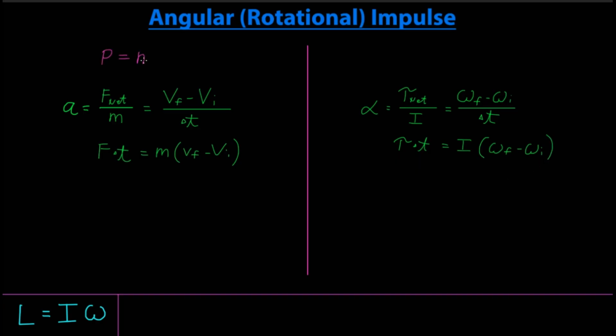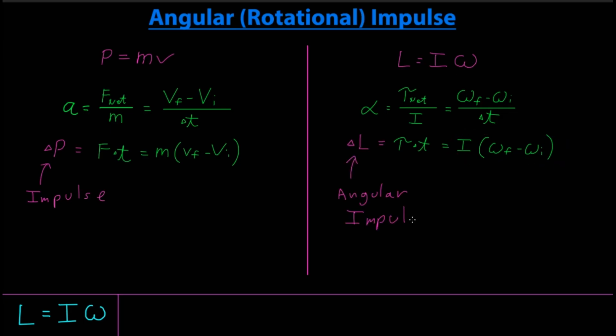Now, since momentum is mass times velocity, this is mass times change in velocity. Therefore, this is change in momentum. And you may remember, change in momentum is impulse. Angular momentum is moment of inertia times angular velocity. This is moment of inertia times change in angular velocity. Therefore, this is angular impulse.